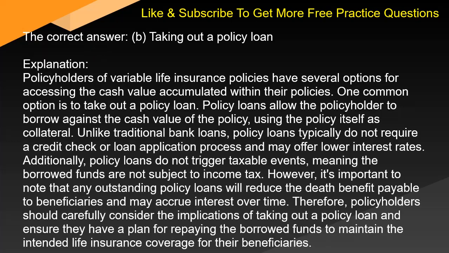The correct answer: B. Taking out a policy loan. Explanation: policyholders of variable life insurance policies have several options for accessing the cash value accumulated within their policies. One common option is to take out a policy loan. Policy loans allow the policyholder to borrow against the cash value of the policy, using the policy itself as collateral.